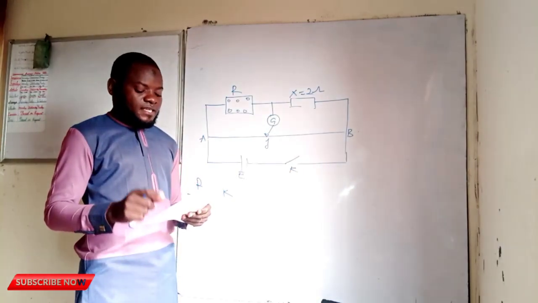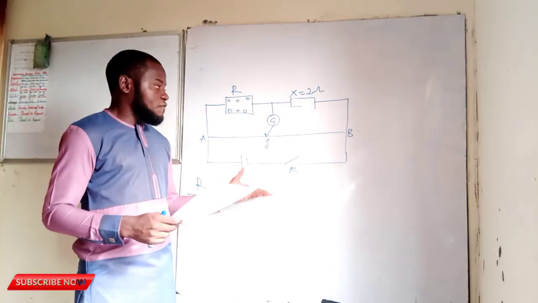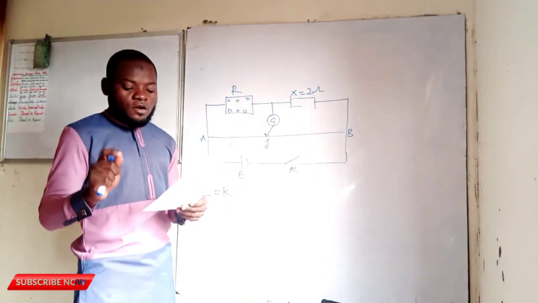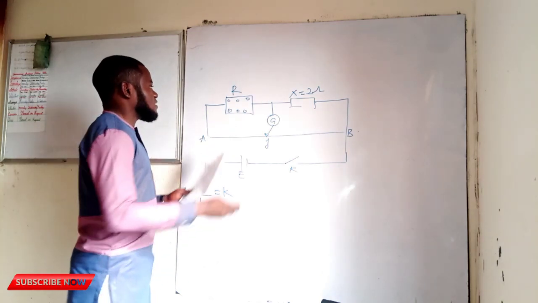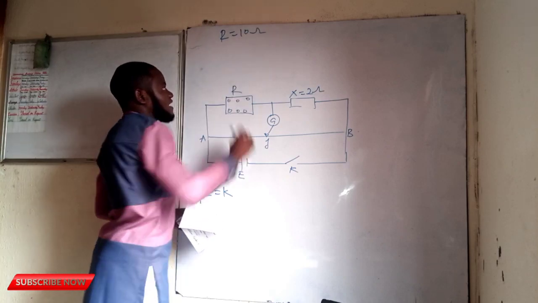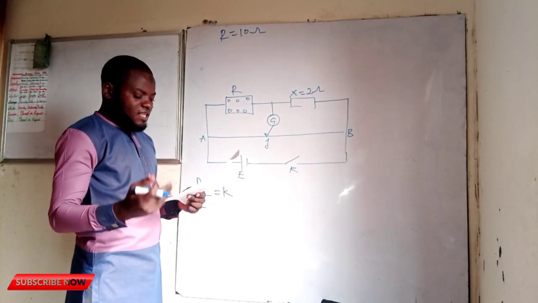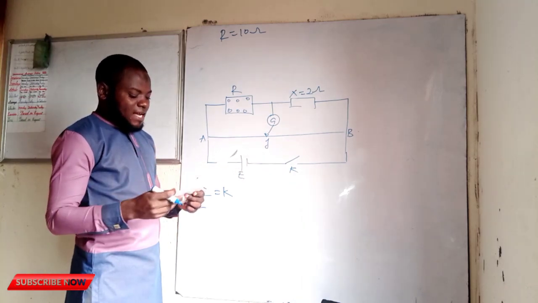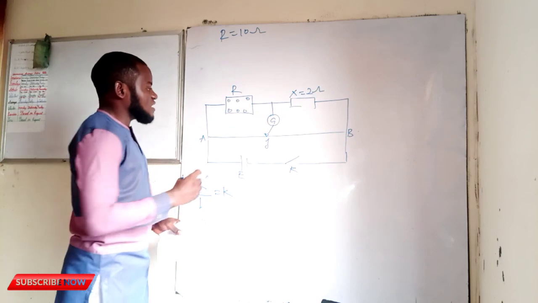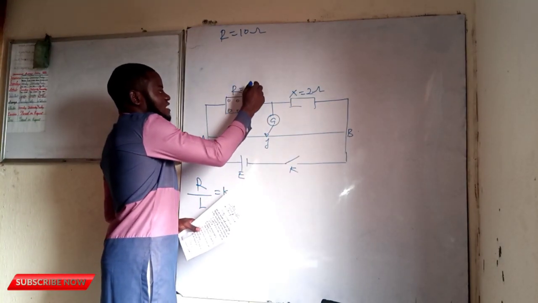Now the question says, Roman figure 1, connect the circuit as shown above. We are going to connect the circuit like that with R set to 10 ohms. So the first reading is for when R is 10 ohms, and that's the first thing we want to look at. Then it says, having done that, obtain a balance point J. That is, when we vary this jockey when R is equal to what? 10 ohms.